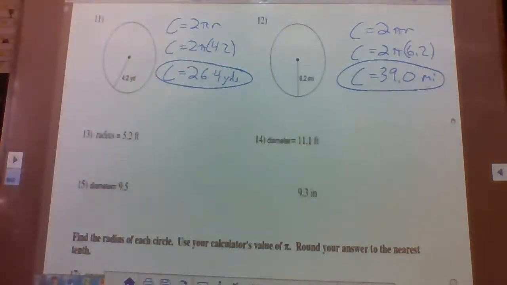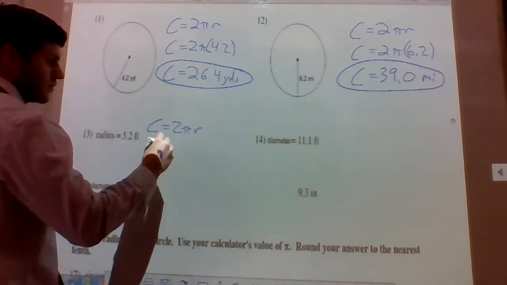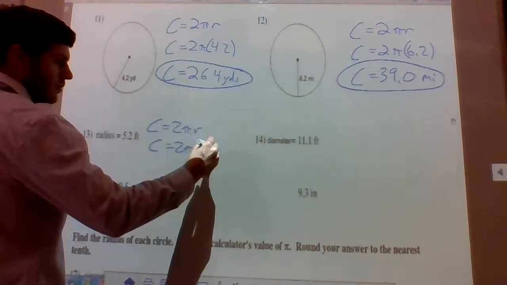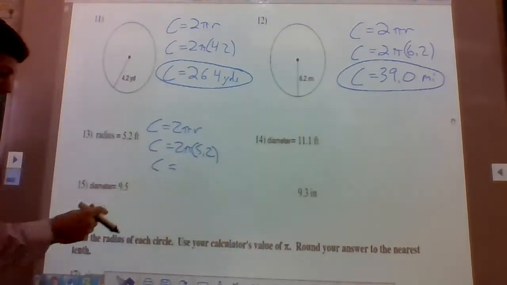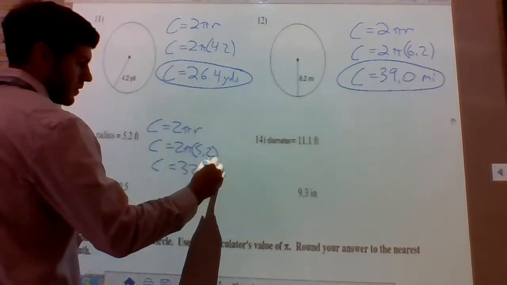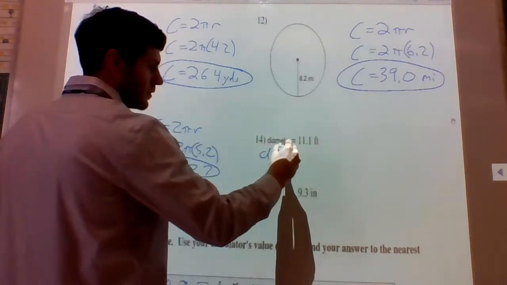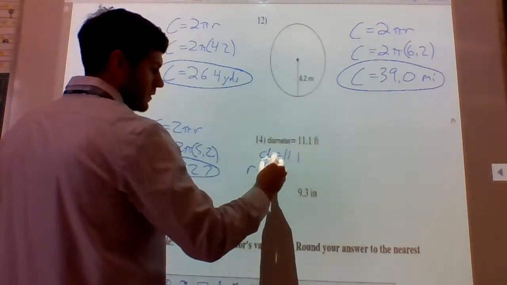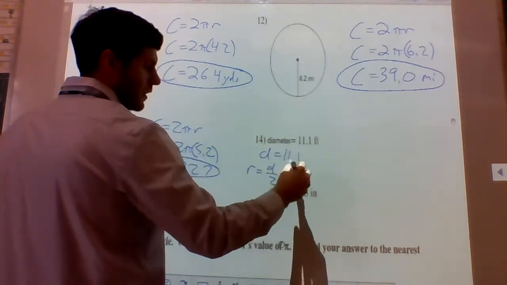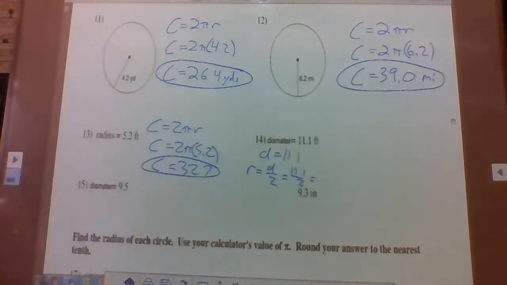Okay. Radius is 5.2. So again, we're just putting in C equals 2 pi r. So that's going to be 10.4 times pi, which is 32.7. The radius is half the diameter, so the diameter is 11.1. The radius equals the diameter divided by 2. So we're going to divide 11.1 by 2. And we're going to get 5.55.